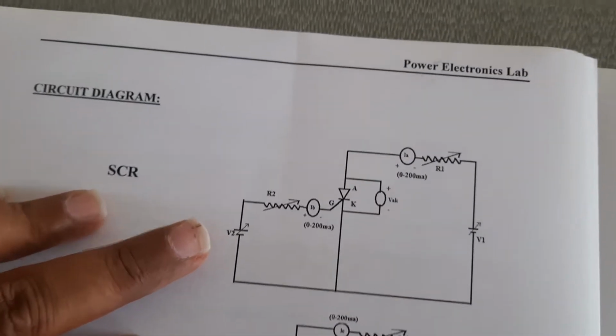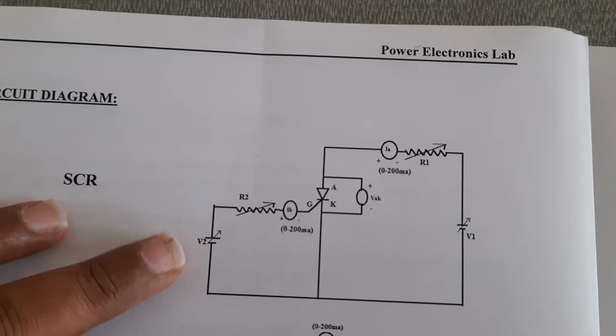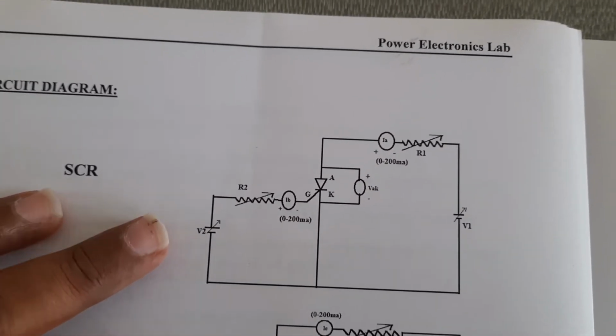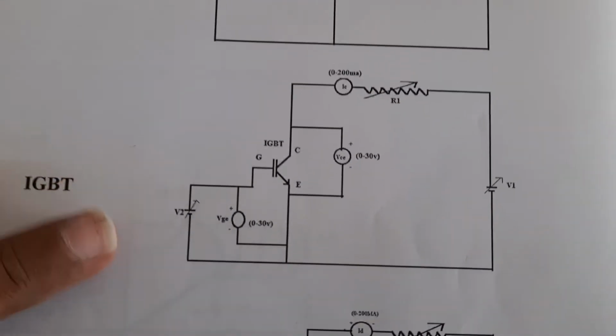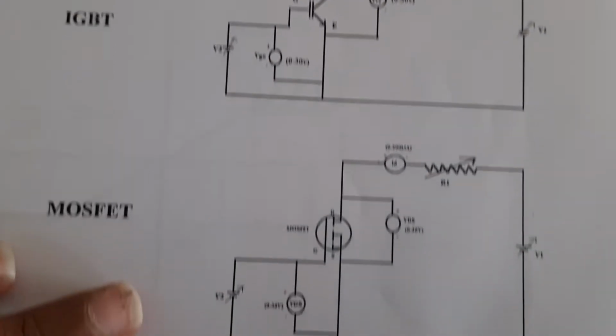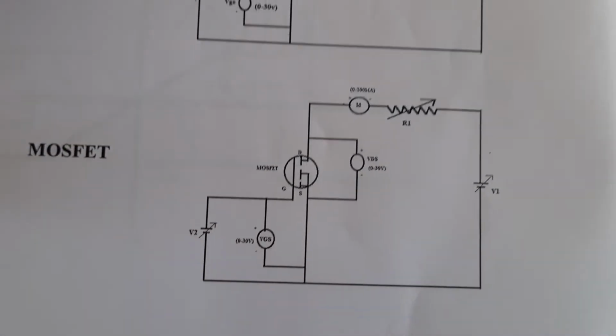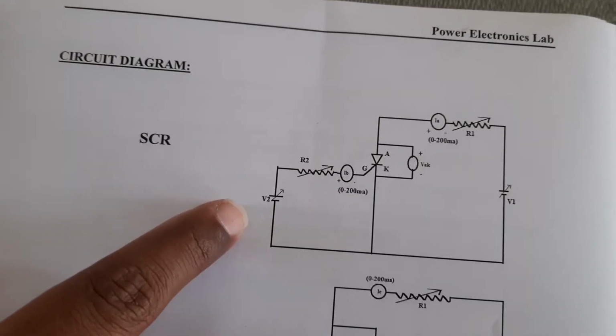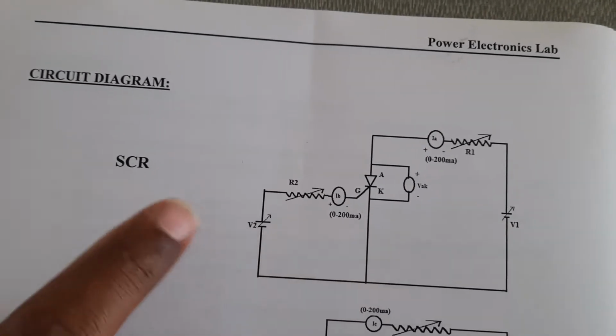Here you can see the connections made for the circuit. This is the circuit diagram for the study of characteristics of an SCR, this circuit diagram is for the IGBT, and this circuit diagram is for the MOSFET. So we start our session by considering the first experiment, that is the study of characteristics of SCR.